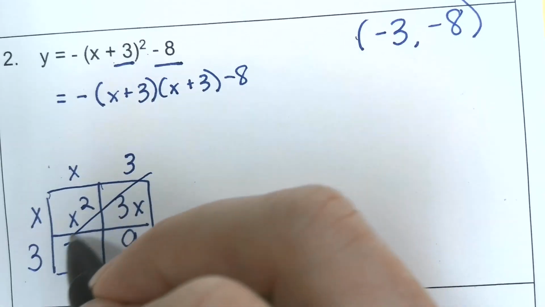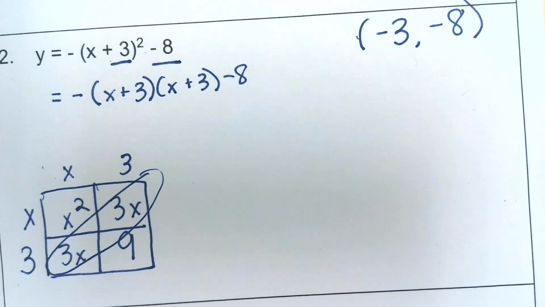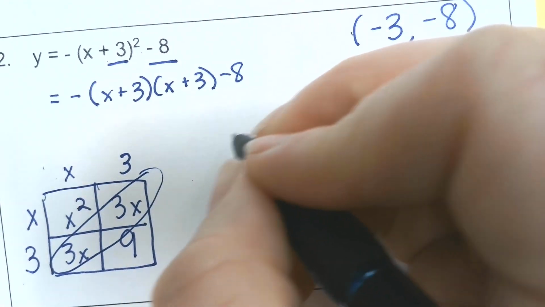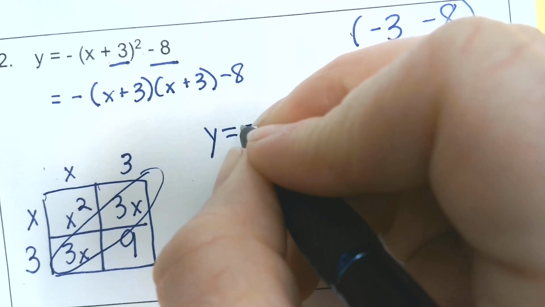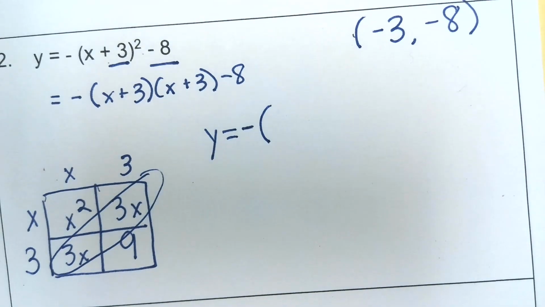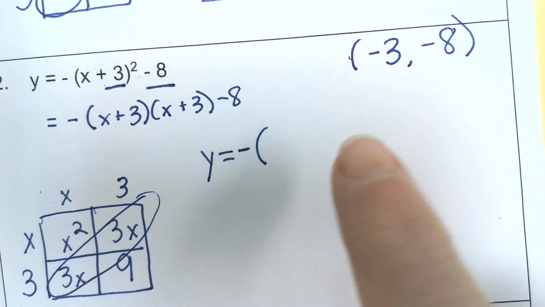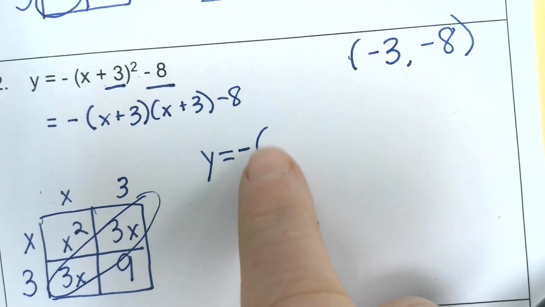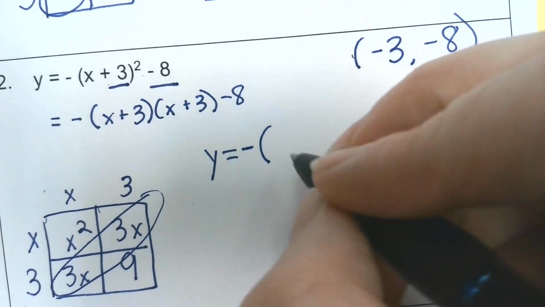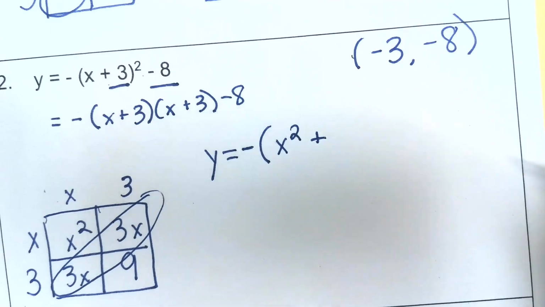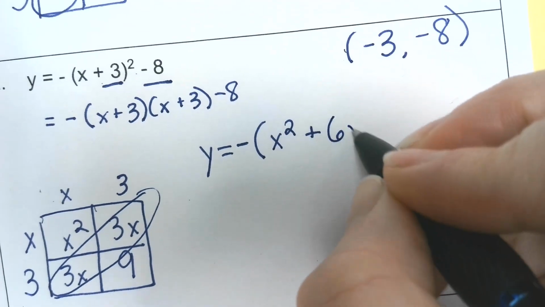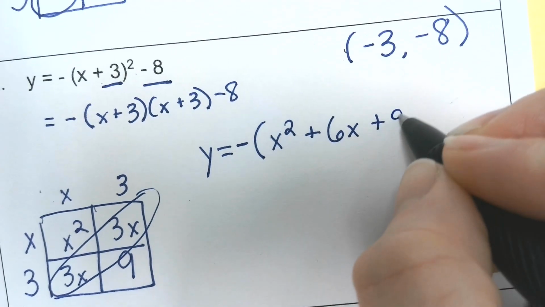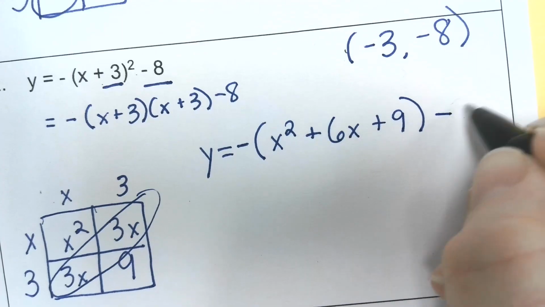And we add our like terms, the 3x and 3x. So it's y equals negative parenthesis. I didn't have to do the last one in parentheses because there was nothing out front. When there's something out front, we have to put parentheses still. So this is x squared plus 3x and 3x, makes 6x, plus 9. Then we have minus 8.